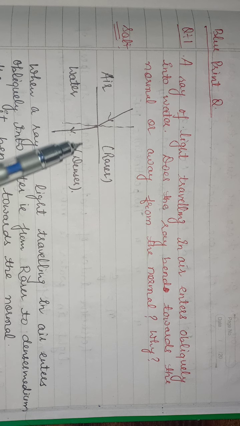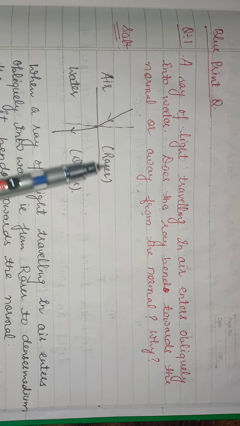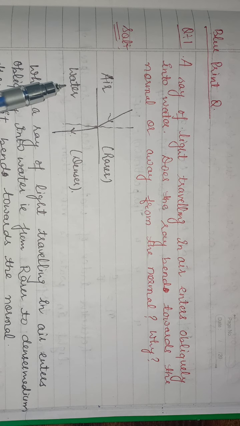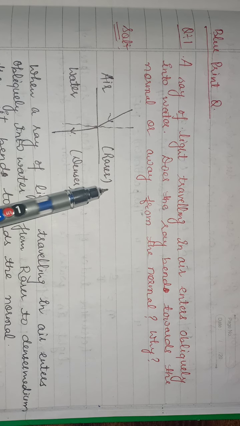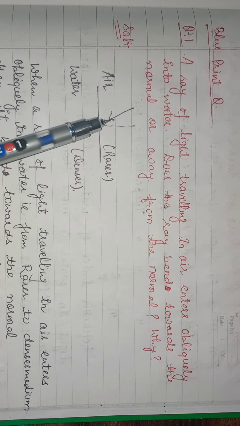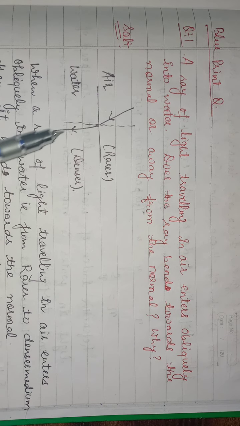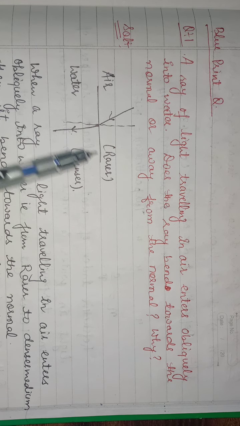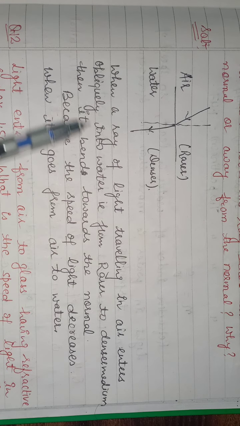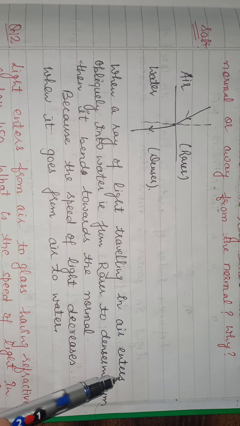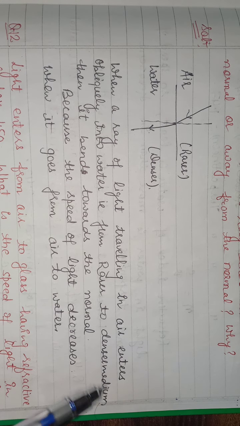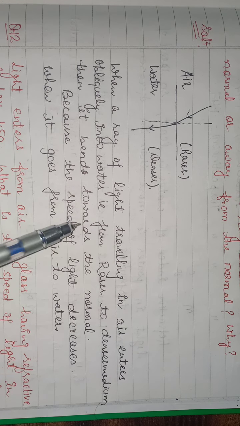First of all, we will draw the diagram. One medium is air, and when we compare air with water, air is a rarer medium and water is a denser medium. When any ray of light comes from a rarer to a denser medium, it bends towards the normal. So what should be your answer? When a ray of light traveling in air enters obliquely into water, that is from rarer to denser medium, it bends towards the normal.